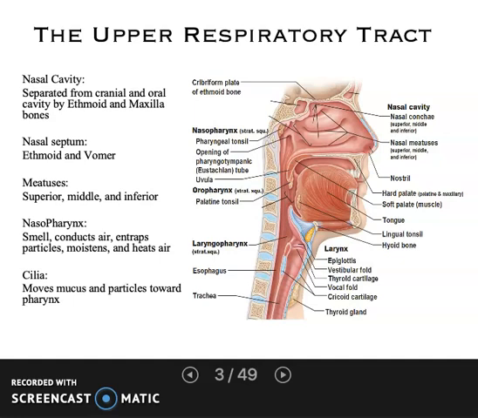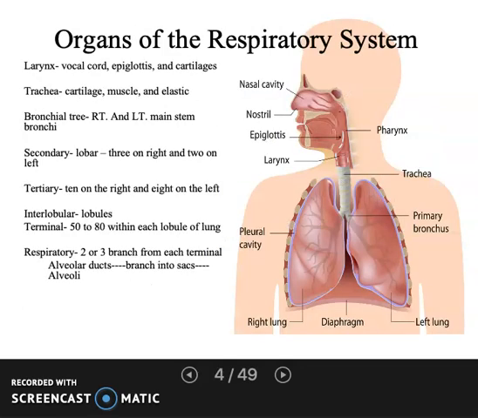One of the important features in the upper respiratory tract as we move down into the lower respiratory tract are these ciliated tissues. And we'll talk about those in detail as well. Moving down, past the pharynx, we get into the larynx.